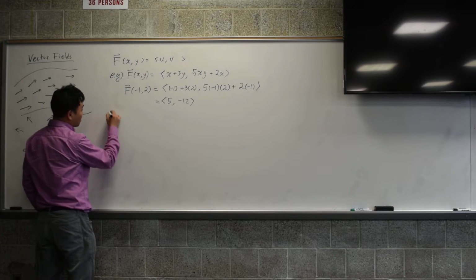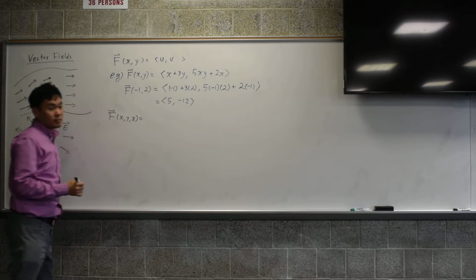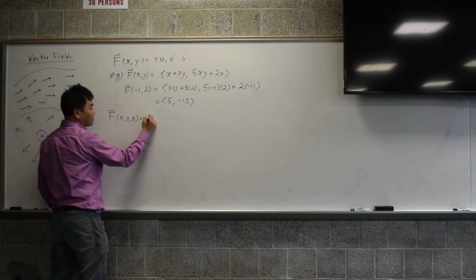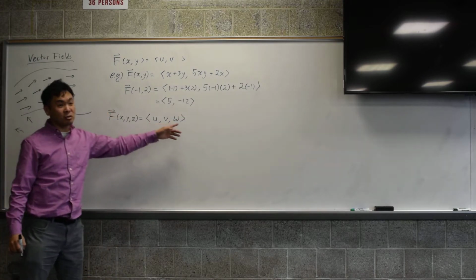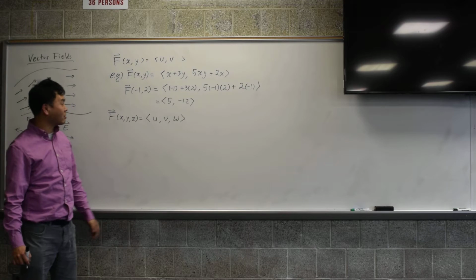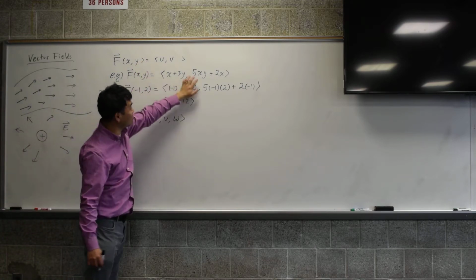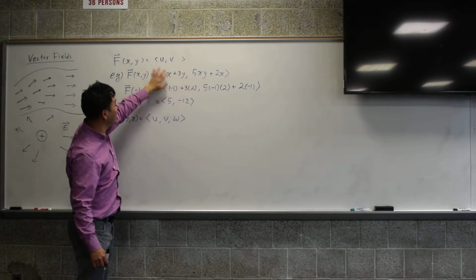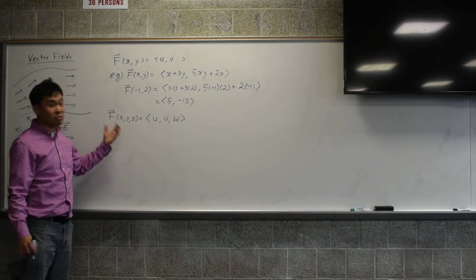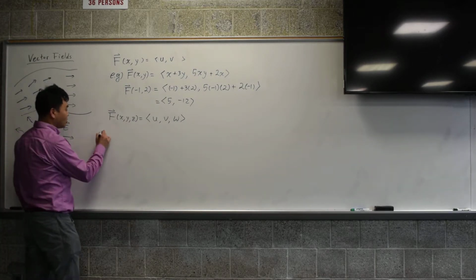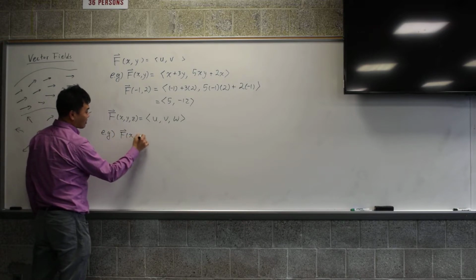Now, what's an example of a three-dimensional vector field? A three-dimensional vector field will give you three numbers, right? And u, v, w will individually be functions of x, y, and z. By the way, in here, u is x plus 3y and v is 5xy plus 2x. Okay? So these are individually functions of x and y. And here I'm saying that u, v, w are functions of x, y, and z. So can you give me an example? Just give me three functions of x, y, and z.